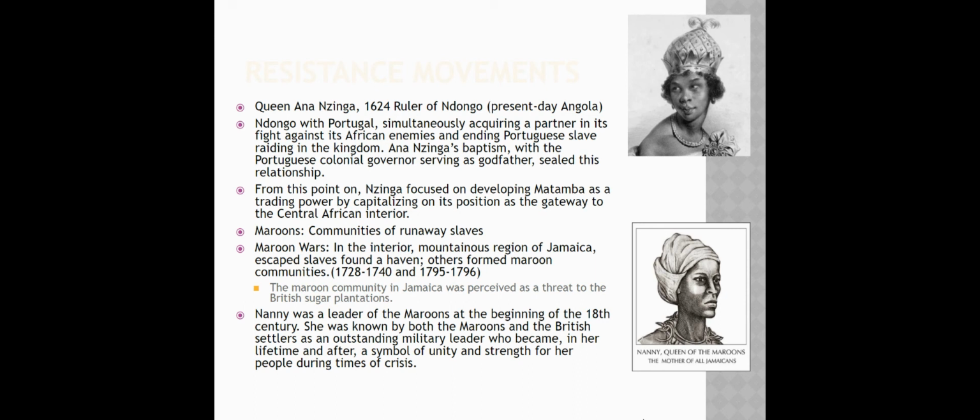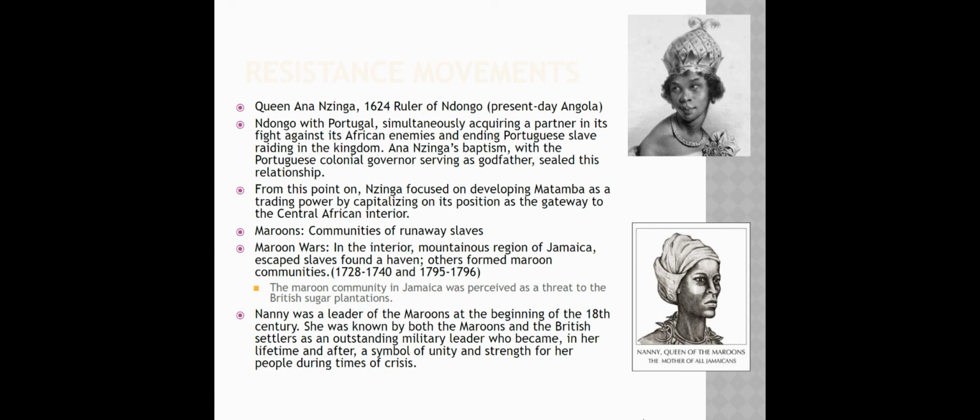a puppet ruler. Queen Anna found an ally in the Netherlands, but they actually seized the kingdom of Luanda for its own purposes. And this combined force between Queen Anna and the Netherlands was insufficient to drive the Portuguese out of Angola. And then the Portuguese actually claimed Luanda from the Dutch. So after this, Queen Anna Nzinga was forced to retreat back to Matamba.